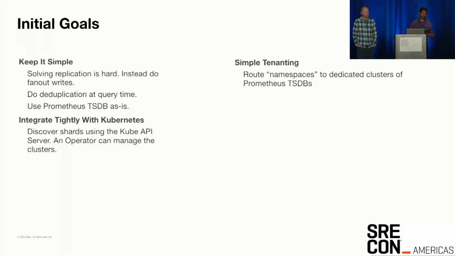We wanted it to integrate tightly with Kubernetes. By this time, we knew that everything inside of eBay at some point in time will be fully in Kubernetes clusters. So it only made sense to be fully kube native, not only for realizing the TSDB clusters through stateful sets, but also to discover which time series goes into which TSDB cluster. Just use the API server, use some CRDs to do the mapping, and use it at the time of querying and ingest.